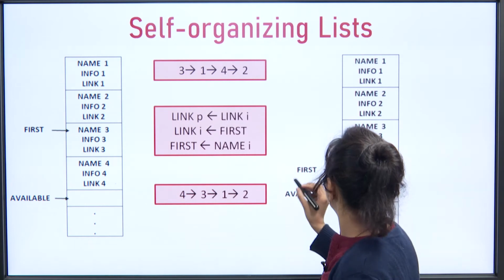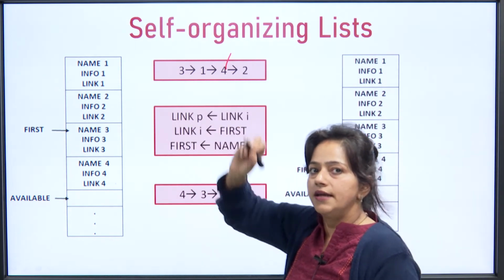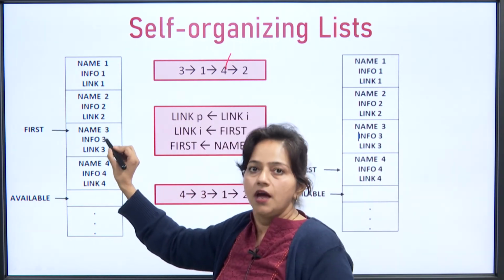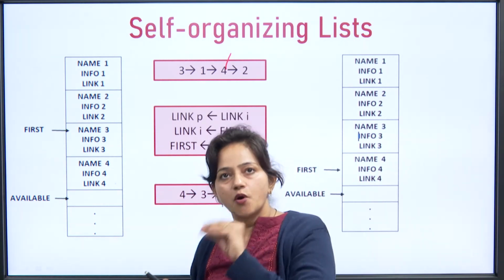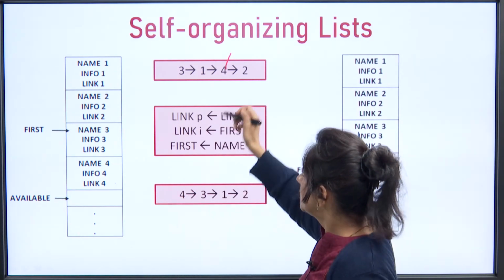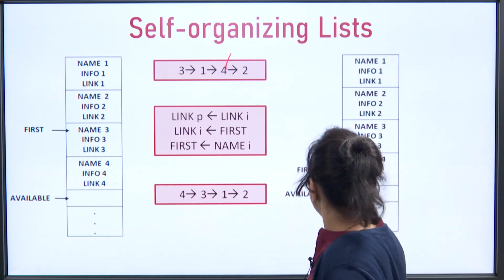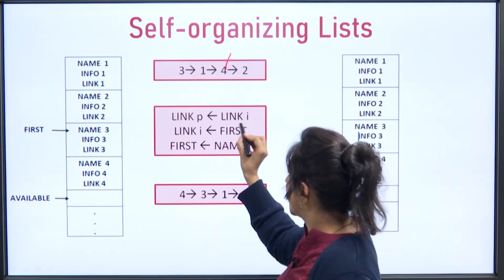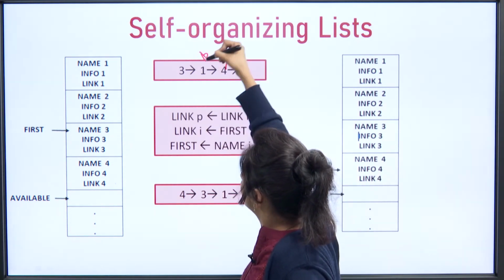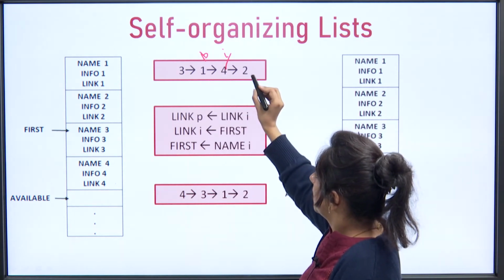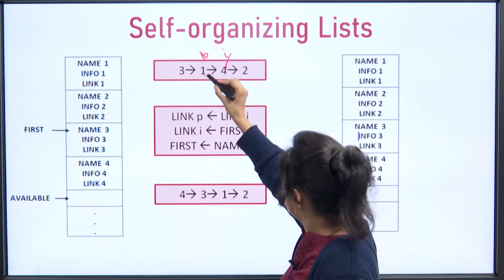Now, suppose name 4 is referenced. First is pointing to 3. Now here we will make the change. Now first will point to 4. Suppose we are taking the example where 4 is referenced quickly. So here this is 4. Now we will make some change in the pointers. First will point to 4, and this is I, and the parent of this is this one, right. Now the link of I, this 2, the link of 2 will be assigned to the link of P. Now 1 will point to 2.